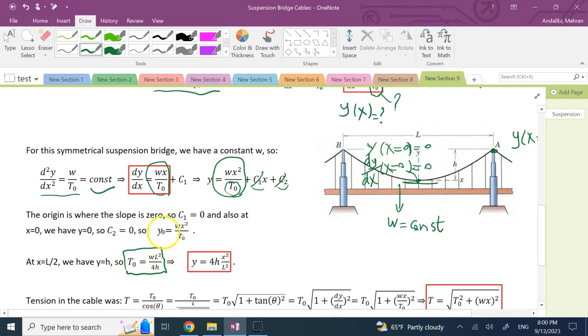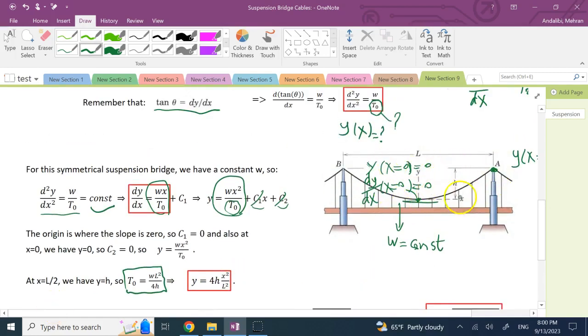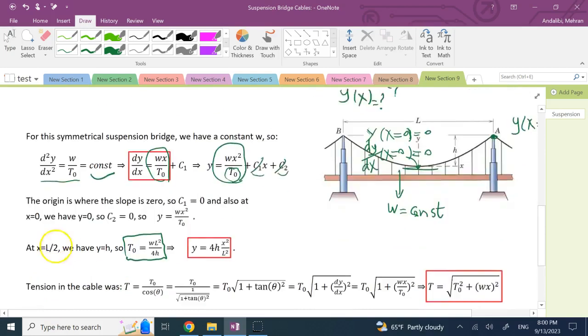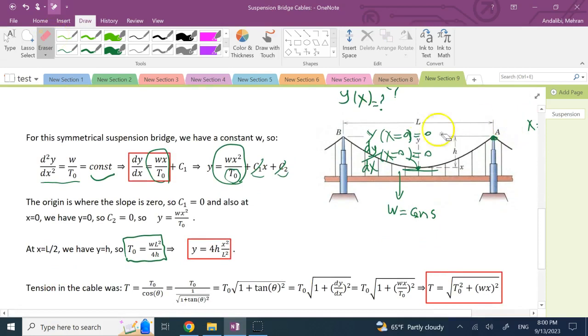And if I plug this T naught back into the y equation, this is going to be your y as a function of x. You look at it, it's a parabola, and you can see clearly that at x of 0, y is 0, at x of 0, the derivative of y is 0, and at x of L over 2, y is h. So this parabolic equation of y versus x matches all of the boundary conditions, right? So far we found the shape of the cable. The shape is a parabola. Good. Assuming that w is constant.